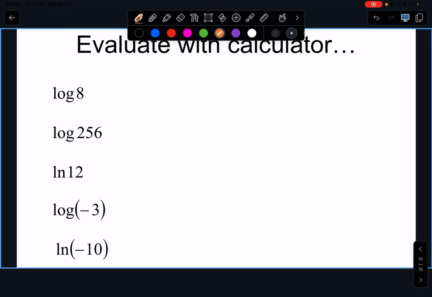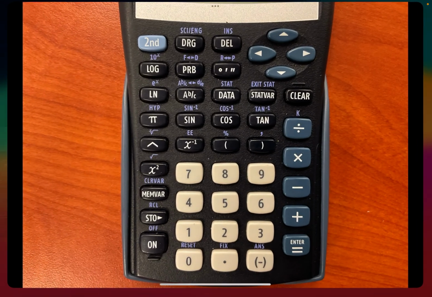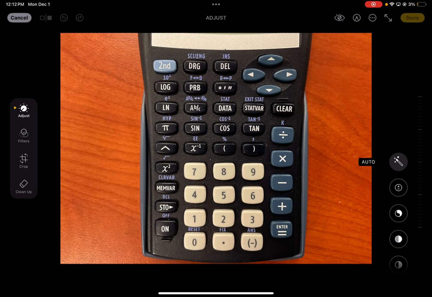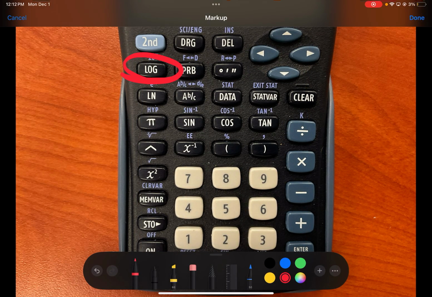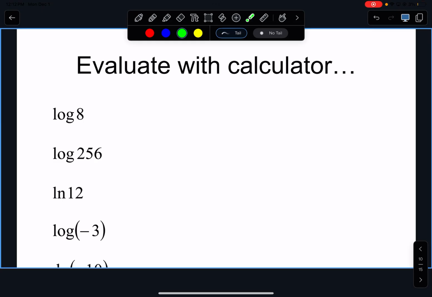Okay, now we can put these into our calculators. So I'm going to show you what that calculator looks like here. If you have a calculator like these, the two buttons that we're talking about here are this one and this one. Log, and then ln is your natural log. Don't overcomplicate this. If it says log, we're going to hit which button? The log button. Make sure after you hit it, you put in your number, and then you have to close your parentheses.